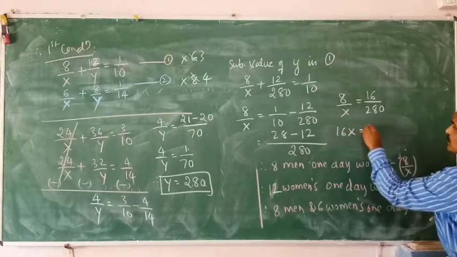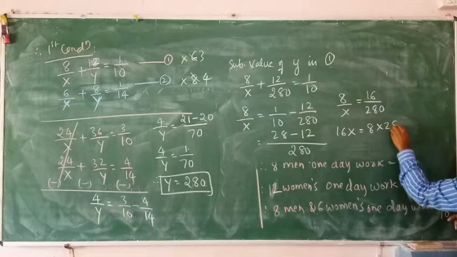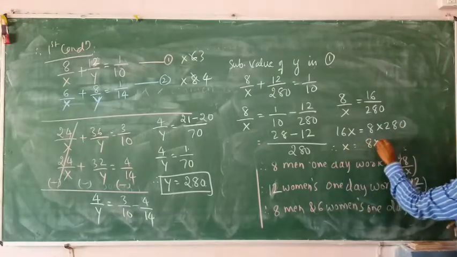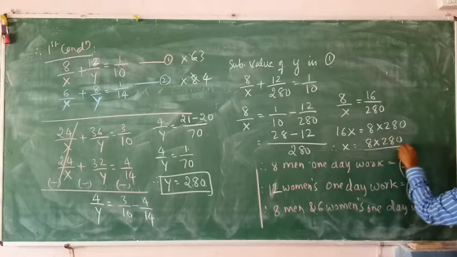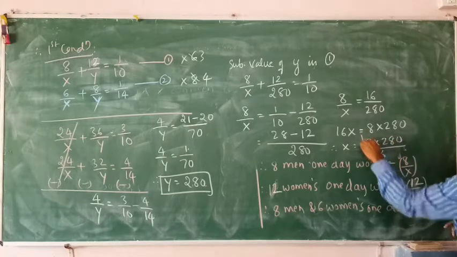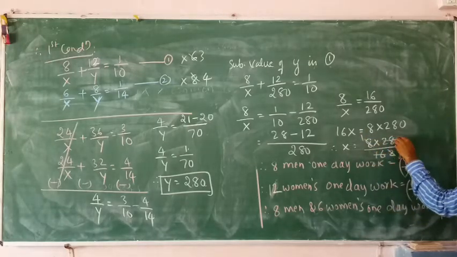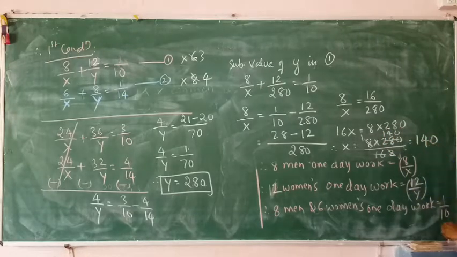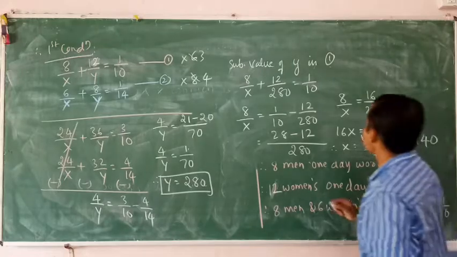16x is equal to 8 into 280. Therefore, x is equal to 8 into 280 divided by 16. 8 ones are 8, twos are 2, ones are 2, 140s are 140, which is equal to 140. I can wind up my answer now.